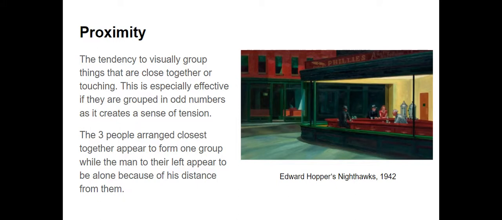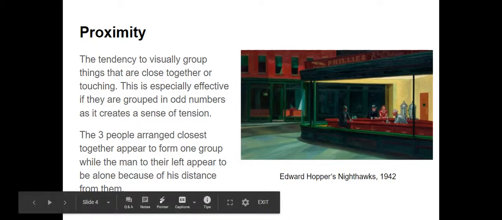With proximity, you have a tendency to visually group things that are close together. This is particularly effective if you use odd numbers. It's called the rule of odds. In this particular painting, we have a group of three people who are very close together, who look like they're looking at each other and engaged in a conversation. Off to the left of those three people, you have this one solitary man sitting with his back to us in dark clothes on the other end of the bar. His distance from them makes him feel like he is a separate thing. He's not included in that group, and that creates a sense of loneliness.